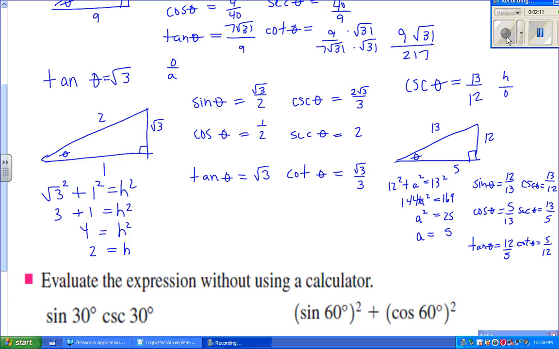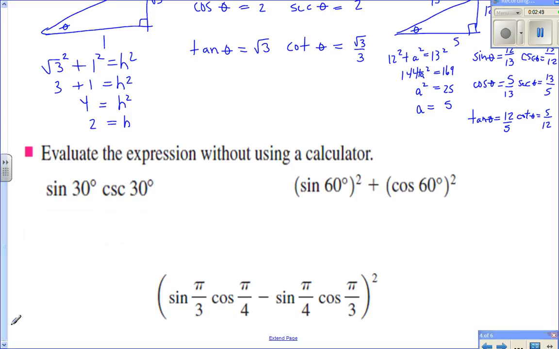Okay, so on this one we're doing cosecant of theta equals 13 over 12. We know cosecant is the reciprocal of sine, so we're going to have hypotenuse over opposite. Then we have to go ahead and figure out what our adjacent side is. When we do our Pythagorean theorem, we end up with the adjacent side of 5. So we end up with sine of 12 over 13, cosine 5 over 13, tangent 12 over 5. Cosecant, which was given to us, is 13 over 12. Secant is 13 over 5, and then cotangent is 5 over 12.